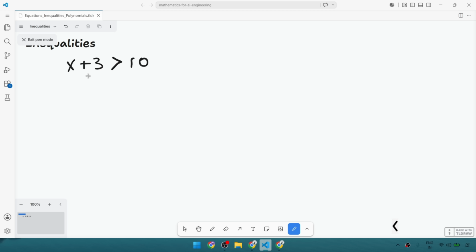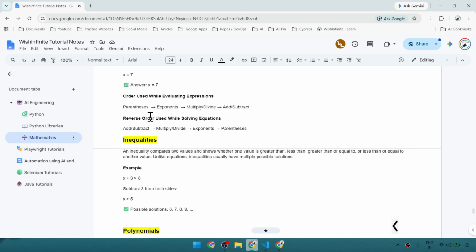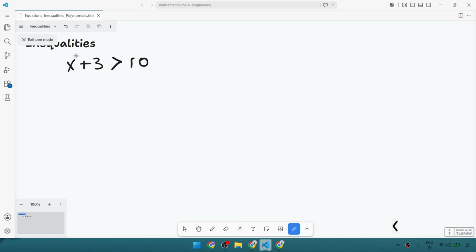Now how to solve this particular inequality? It is very similar to the equation which we solved. We need to follow the same rule, right? First we need to solve add and subtract, then multiply and division, after that exponents, and at the end parenthesis. Only at the end, in place of the equal to symbol, we will have our inequality symbol, which we just saw: greater than, less than, greater than equal to, or less than equal to. Now let's solve this particular inequality.